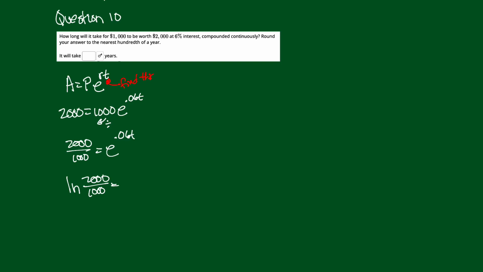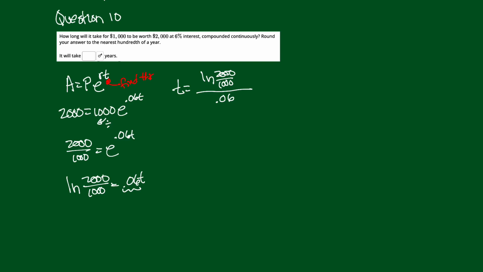Now, when I take the natural log of this side, what does it do? You know what it does. You just get the exponent, right? Think of ln here as log base e. The bases match, you just get the exponent. So I'm going to get 0.06t. So now I'm just going to divide. So t is equal to ln of 2,000 divided by 1,000 all over 0.06.